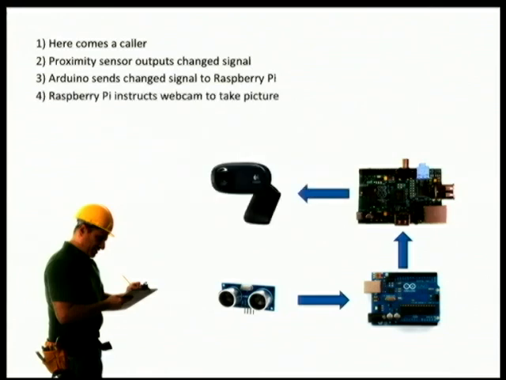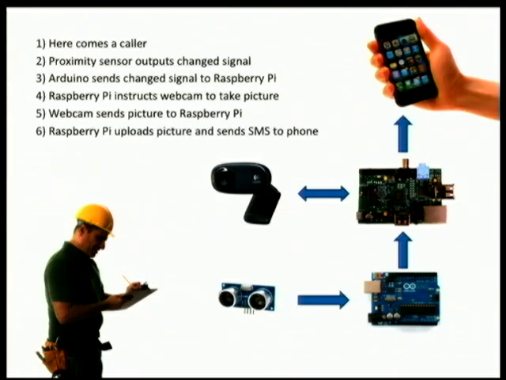The Raspberry Pi then tells the webcam to take the picture. The webcam takes the picture and sends it back to the Raspberry Pi. And then the Raspberry Pi uploads the picture to the web and sends me a text message on my phone. And so that's my entire project on one slide. You have no idea how hard it was to do this stupid slide. Oh, God. I am not a PowerPoint person.